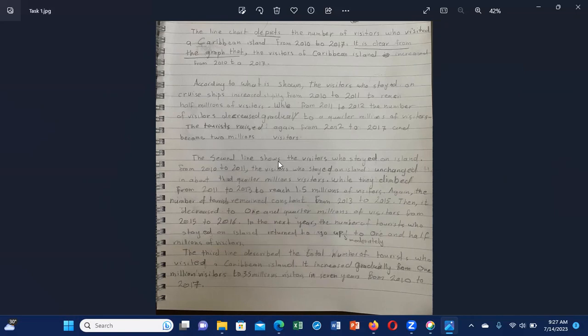If you get band seven in task one and you get band six in task two, your overall band will be a band six because task two has more weight. So please put more emphasis on task two and learn how to write them.